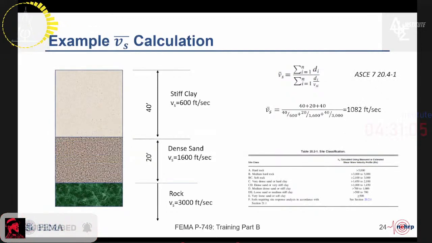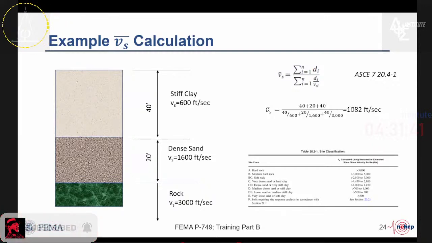An example of how to determine what the site class for a site is, given that you know the shear wave profile for the site, is given here. In this hypothetical site, bedrock is located about 60 feet below the surface of the site, and the rock has a shear wave velocity of 3,000 feet per second. Above that is a 20-foot layer of dense sand with a shear wave velocity of 1,600 feet per second. And above that, a stiff clay with a shear wave velocity of 600 feet per second.